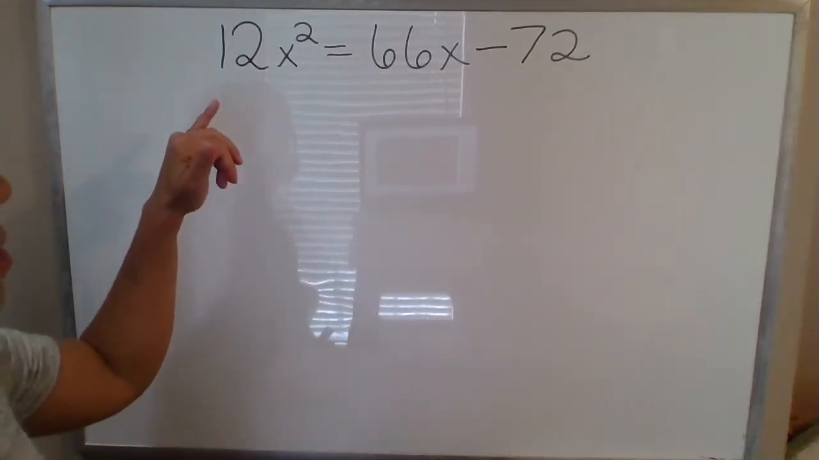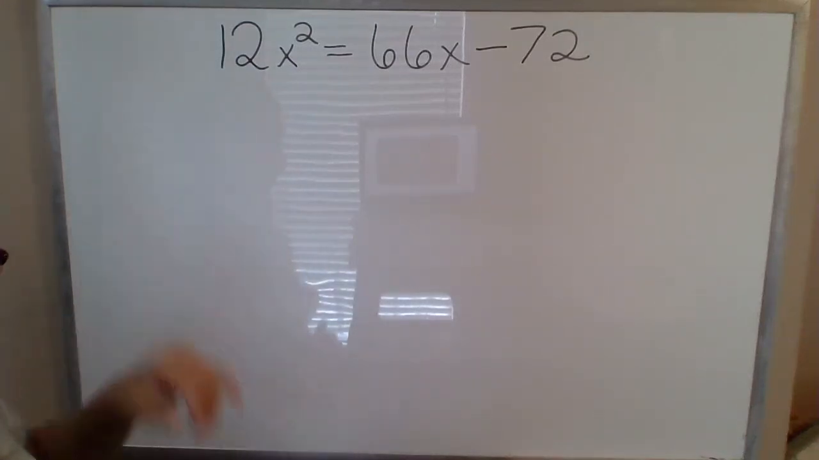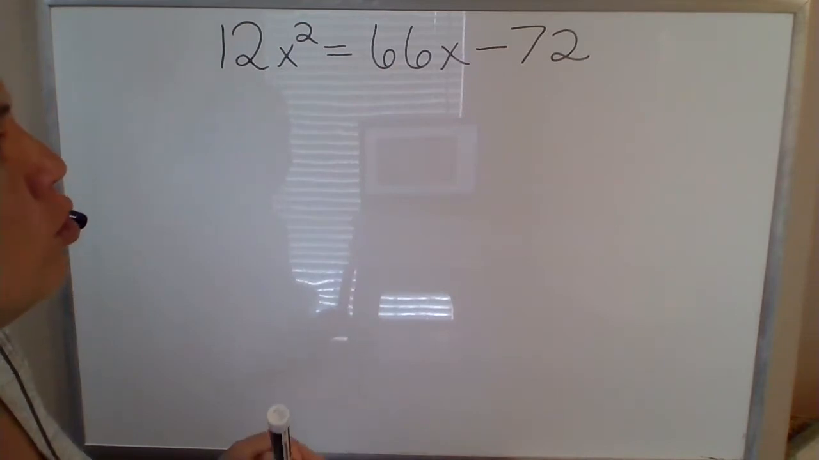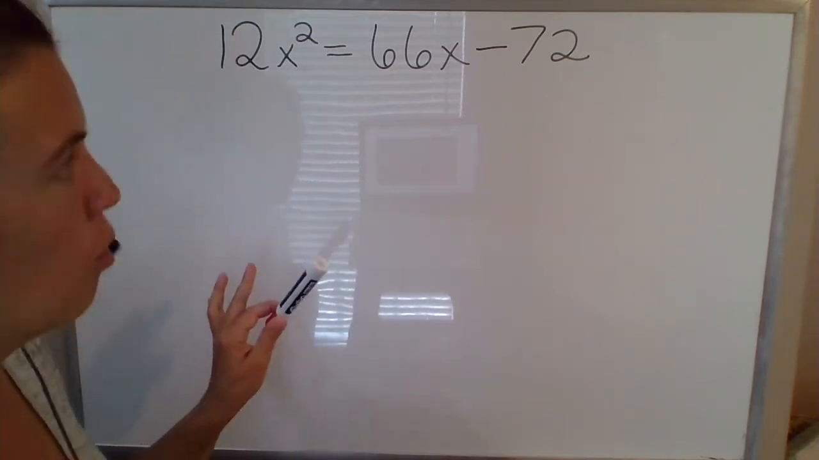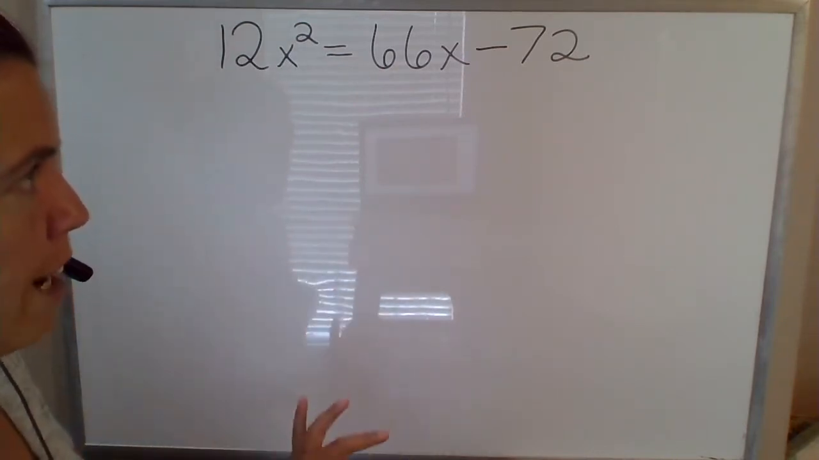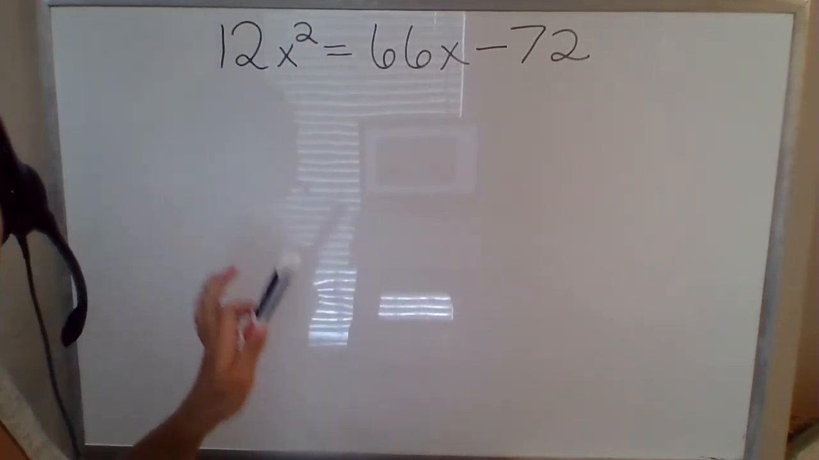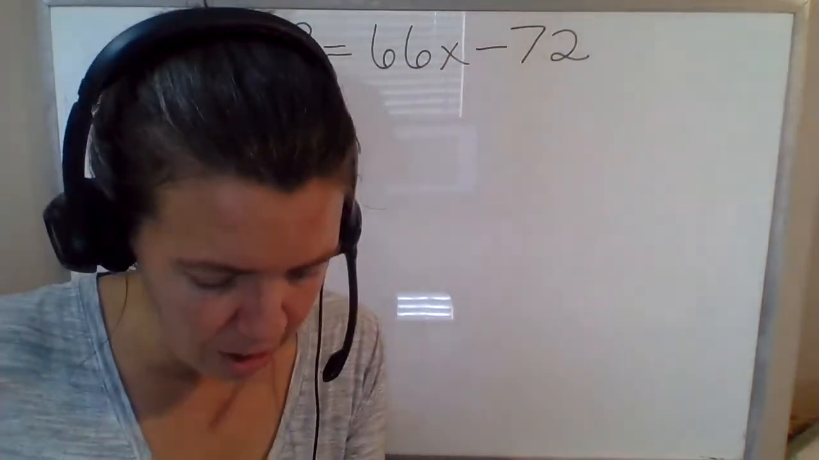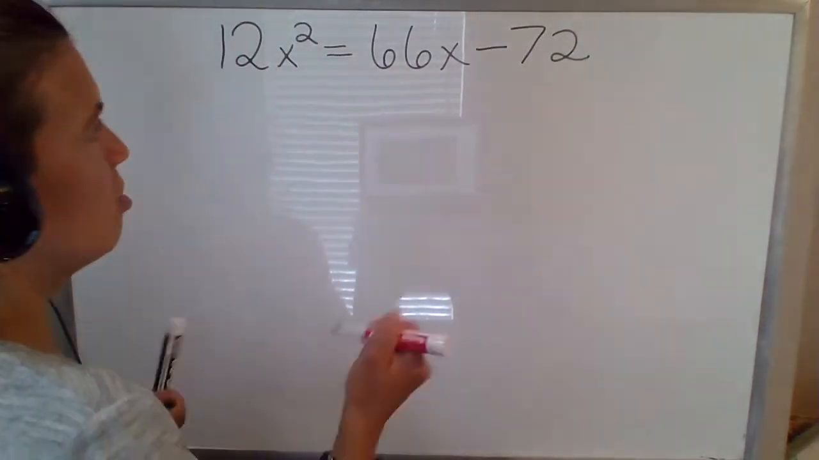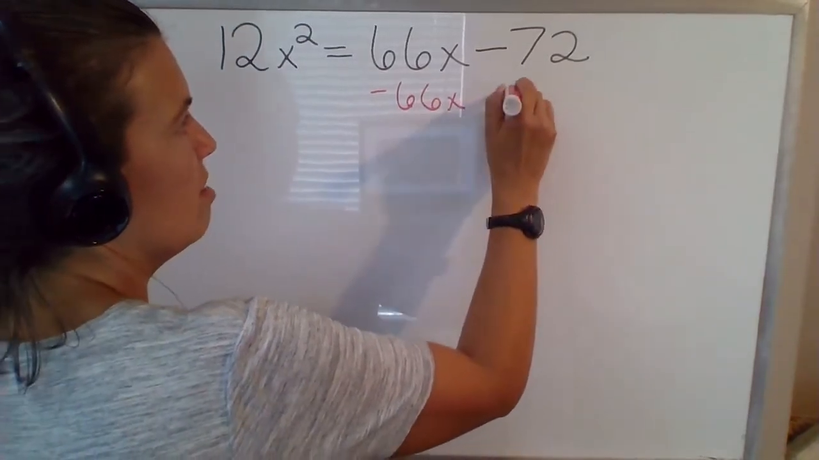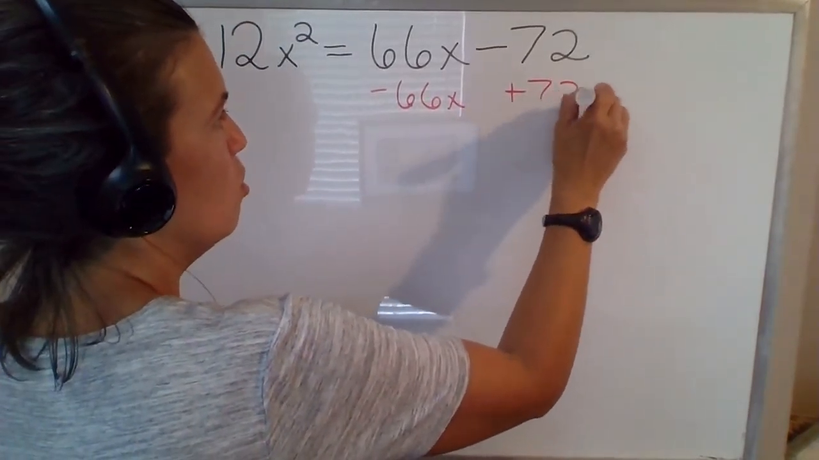In this video, I'm going to solve the equation 12x squared equals 66x minus 72. So the first thing that we should do is get a zero on one side of this equation. Whether you're going to solve by factoring or possibly use the quadratic formula, either one of those methods, you want to have a zero on one side. So I will start by subtracting 66x from both sides and adding 72.